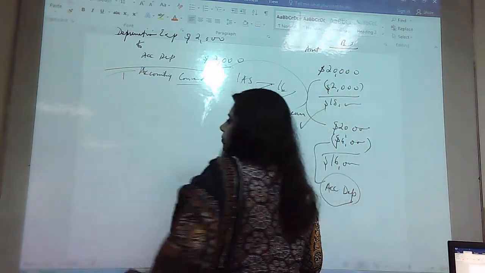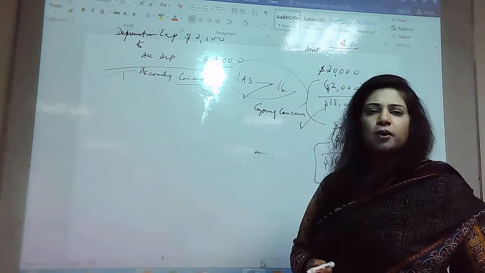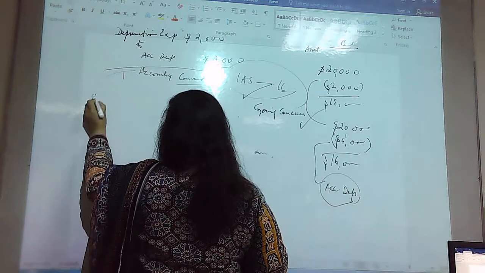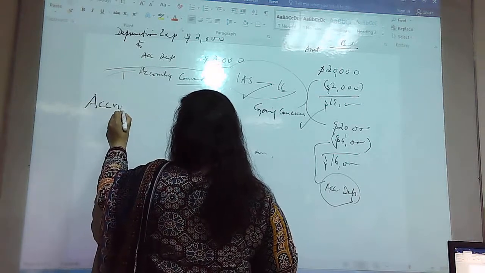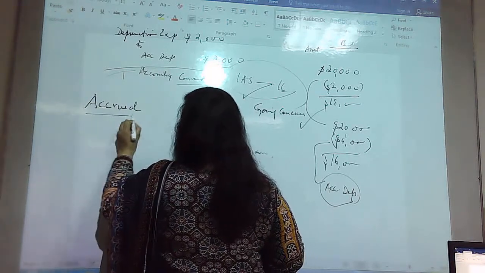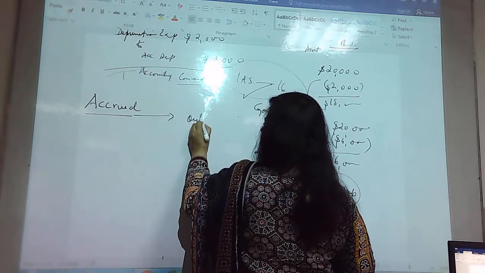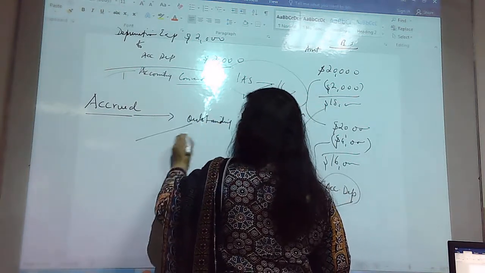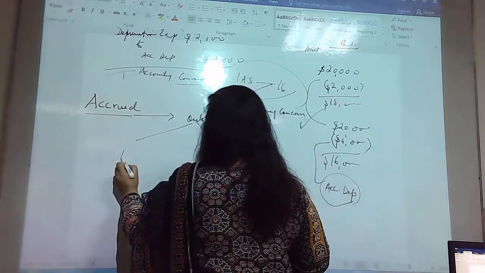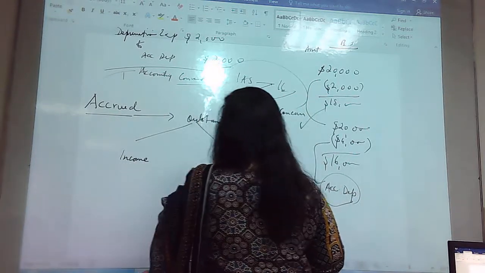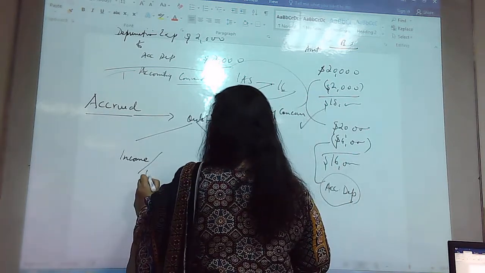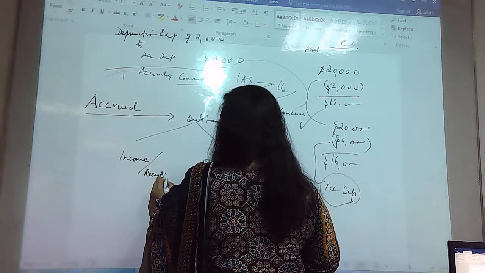And now let's come to the concept of revenue and accruals. When you have accrued, the concept means outstanding. Now there are two things that can be outstanding. One is the income, the other is the expense. There could be receipts, and these could be payments.